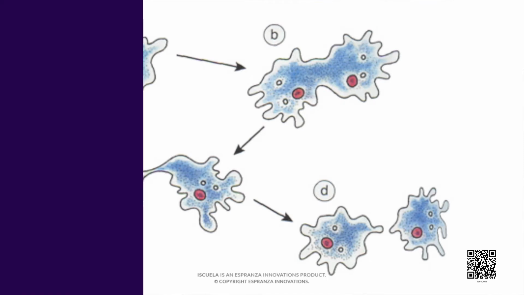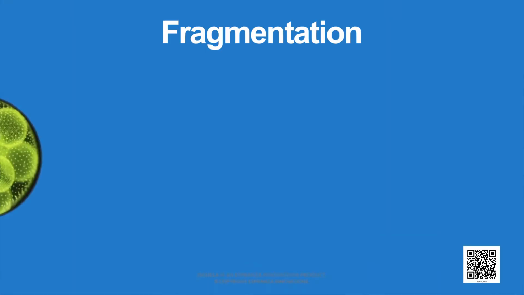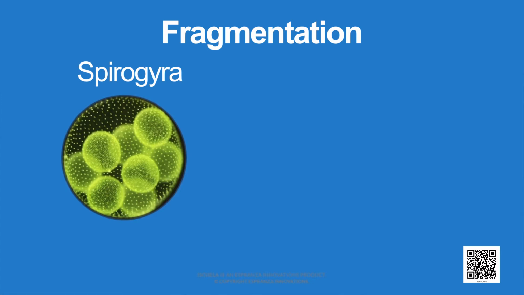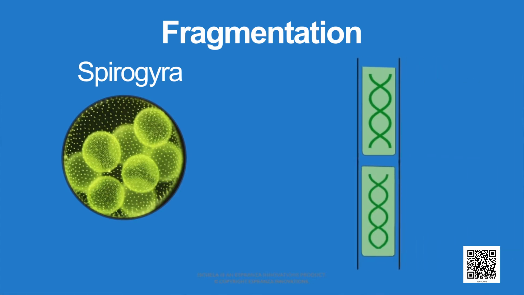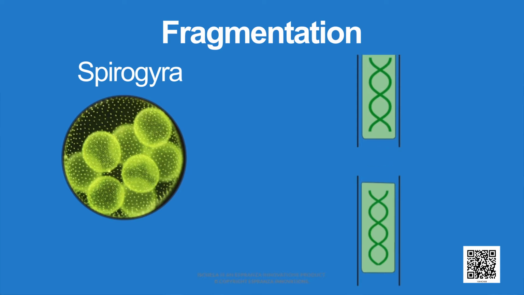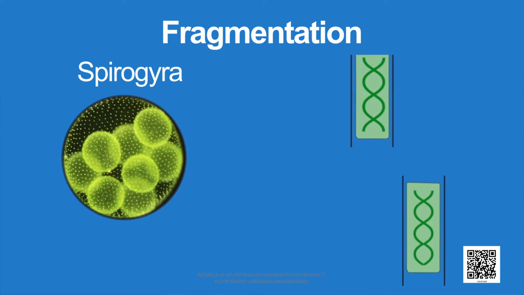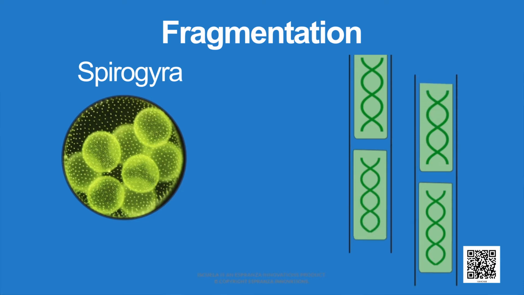Next mode of reproduction is fragmentation. In multicellular organisms with relatively simple body organization, simple reproductive methods can still work. Spirogyra, for example, simply breaks up into smaller pieces upon maturation. These pieces or fragments grow into new individuals.